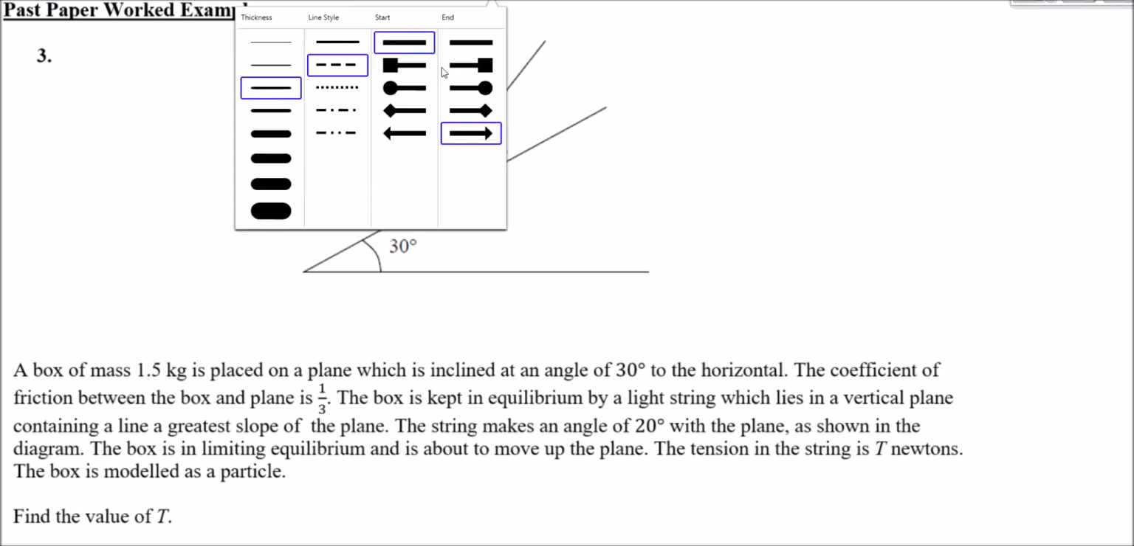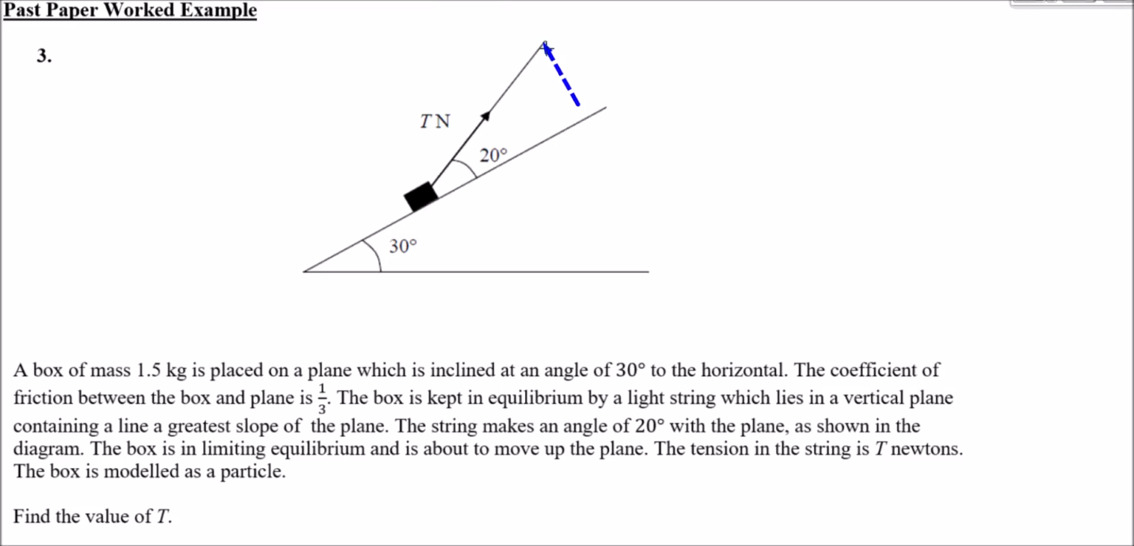So on that note, what I'm going to suggest we do is think about a force going perpendicular to the plane and the component parallel to the plane, for this tension. So the tension acting away perpendicular will be T sine of this 20-degree angle, and going along will be T cosine 20. So we may as well add on the weight as well. Mass of 1.5 means a weight of 1.5g.